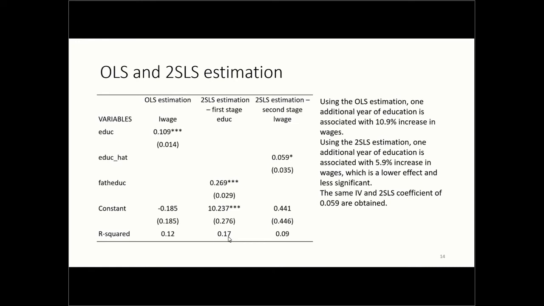So another thing to notice here is that we obtain the same IV and two-stage least squares coefficients of 0.059. So if you scroll back a couple slides earlier, we have the same coefficient here on IV as we have right here. And also the OLS coefficient is obviously the same, whether we use the formula or we're estimating the regression, we're finding again the same coefficient.